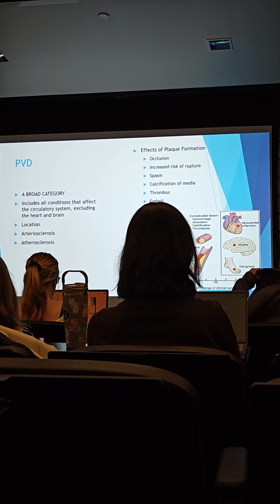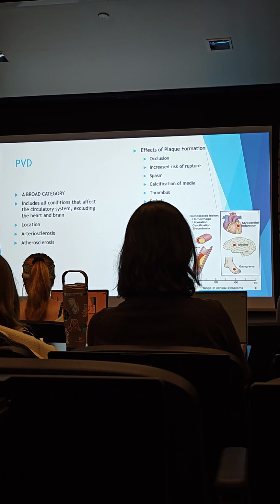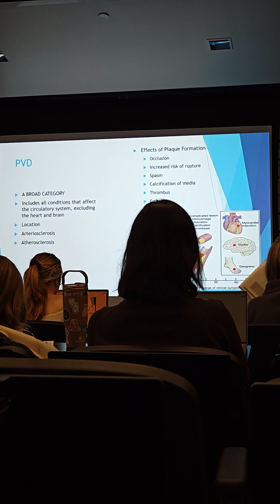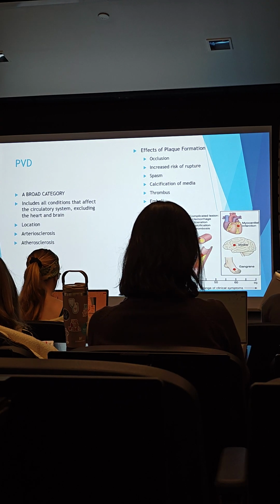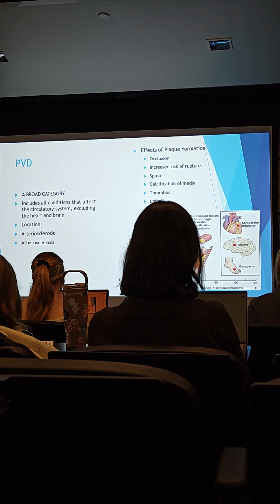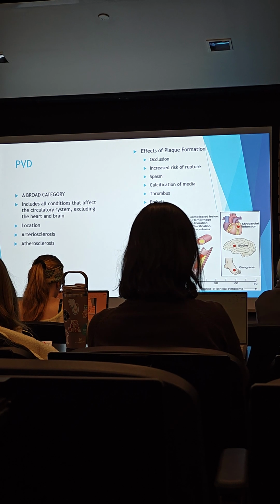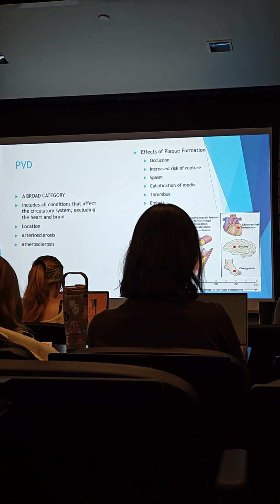It is a broad category. Underneath that umbrella, we talk about all conditions that affect the circulatory system, the heart and the brain. Our carotid arteries supply our brain, right? And then our coronary arteries, our coronary tree supplies our heart. But otherwise, it's the vascular system.